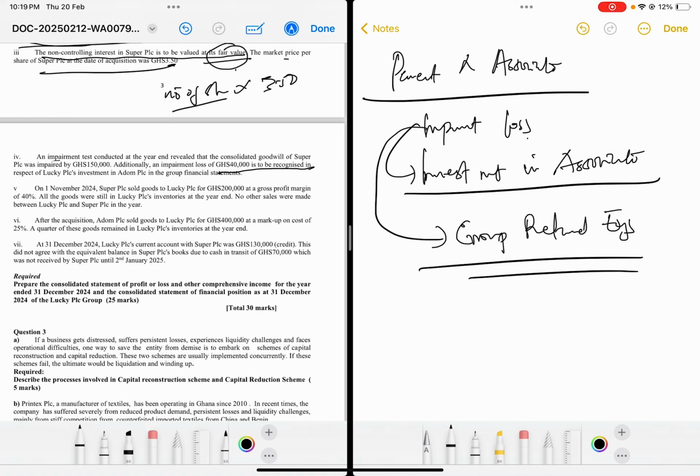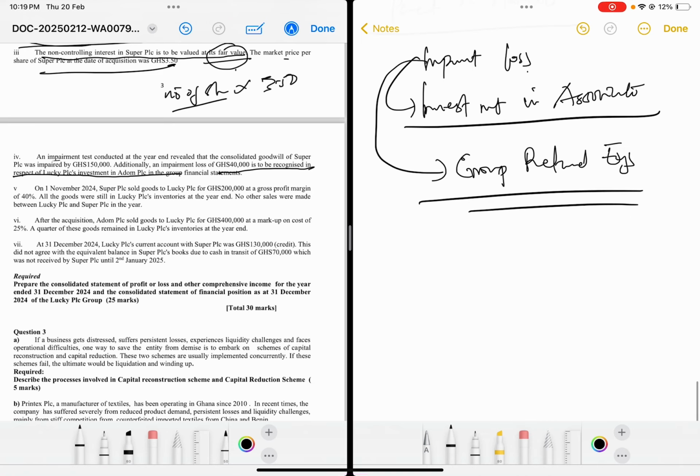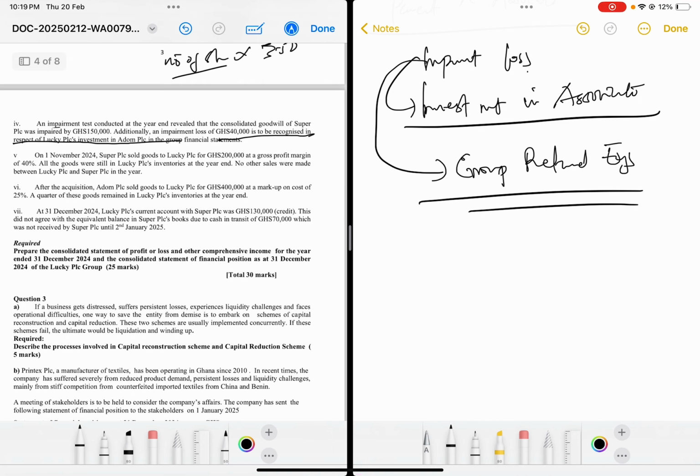A payment of 40,000 was recognized in respect of Lucky's investment. So you are going to have a working where you call investment in associates, where you less impairment loss. Then when you come to the group retained earnings too, you less the impairment loss as well. This is because the impairment loss is going to affect the parent's share of profit. That's the investment that they are making.